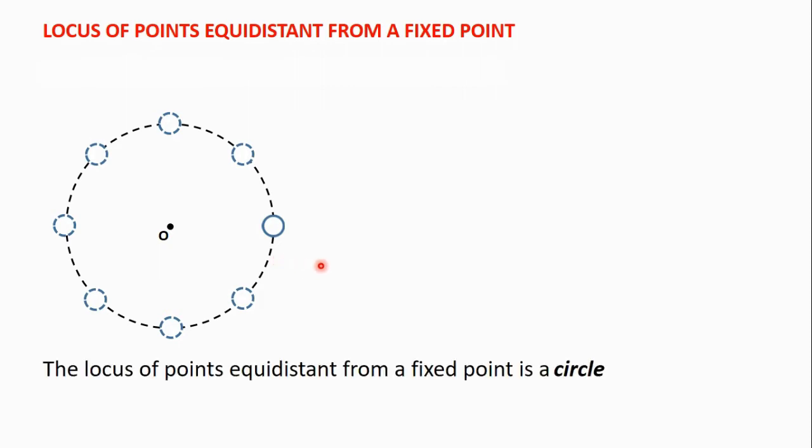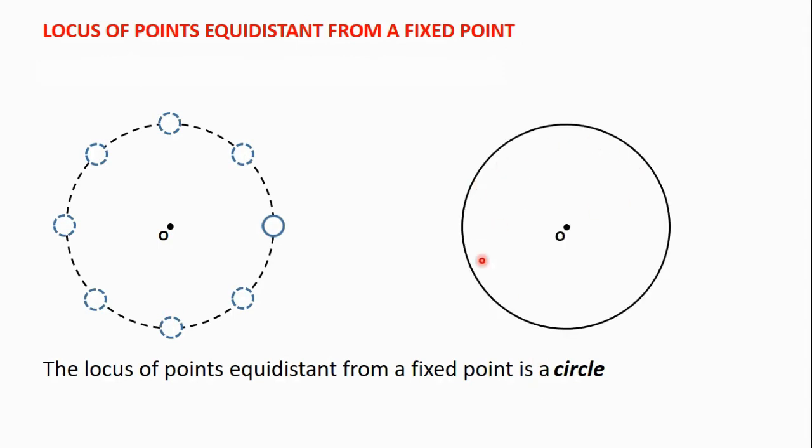So from here, we can say that the locus of points equidistant from a fixed point is a circle. What this means is that if we draw a circle like the one we have here with a center O, the circle gives us the locus of points equidistant from the fixed point, which is the center. Let's assume that the radius of this circle is 3 centimeters. This means that the circle gives us the locus of points 3 centimeters from the center O.